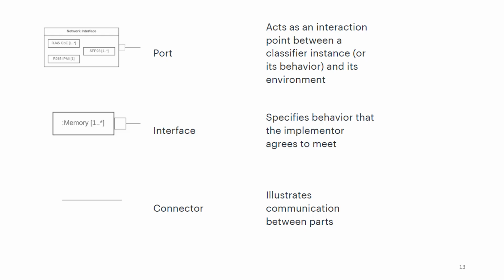package diagram and composite structure. There are a few symbols which are different here. In the network interface, we have different varieties of network, along with different port numbers. It acts as a port that provides the interaction between the system and the outside environment. And here is the interface, which specifies behavior that a specific component implements or agrees to meet. And here the solid line acts as a connector between the different parts of the system. So this is about the UML composite structure and the package diagram discussion.